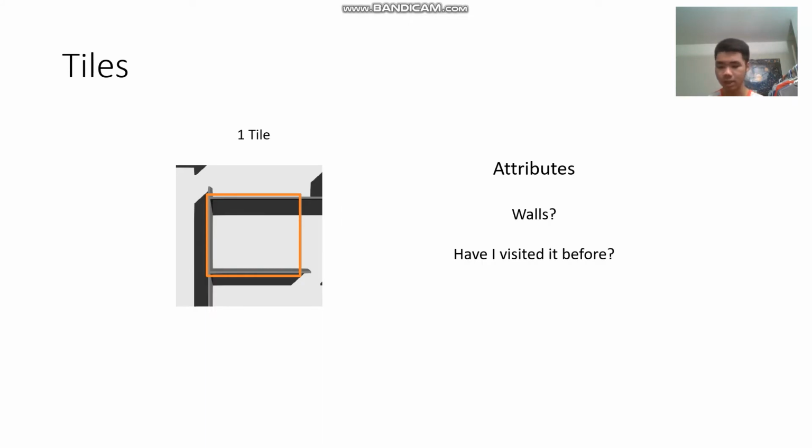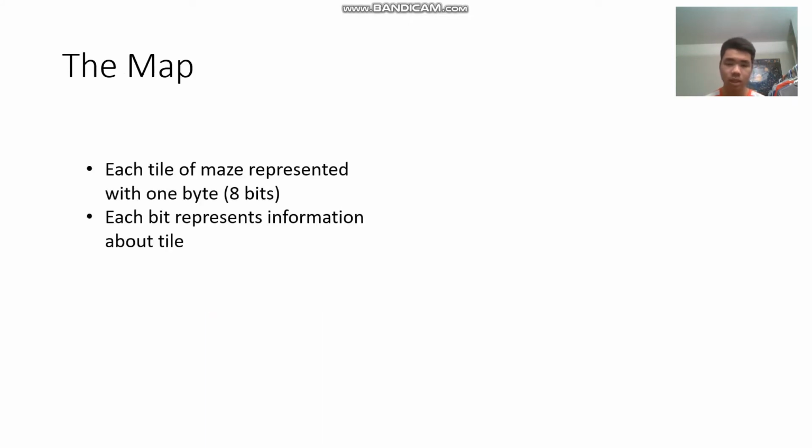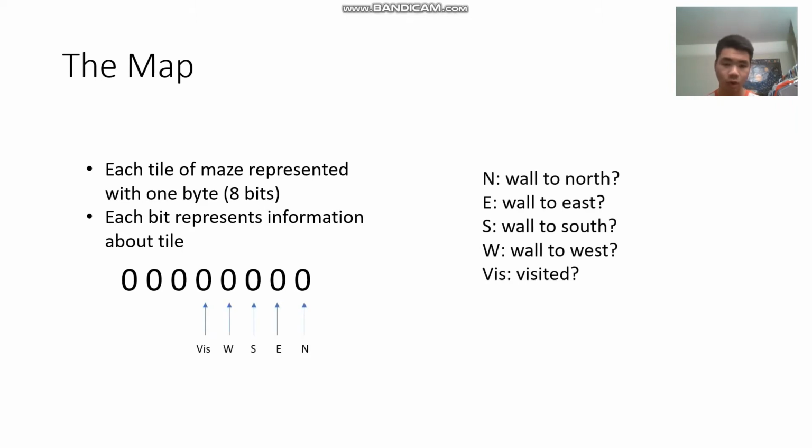Now, for actual implementation, each tile of the maze is going to be represented by one byte, which is 8 bits. And each bit of that byte is going to represent information about the maze. Let me show you what I mean. So right here we have a byte, an empty byte set to all zeros of 8 bits. Then we can use each bit to convey a certain amount of information about the tile. For example, the rightmost bit is going to be off if there's no wall to the north. It's going to be on if there is a wall to the north.